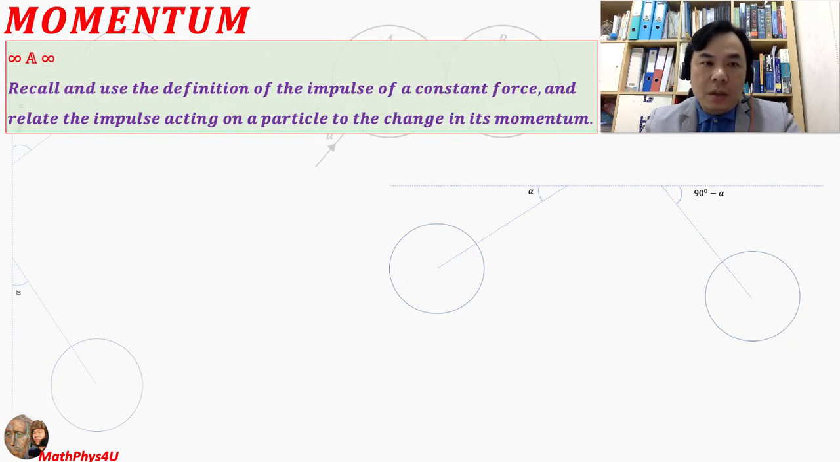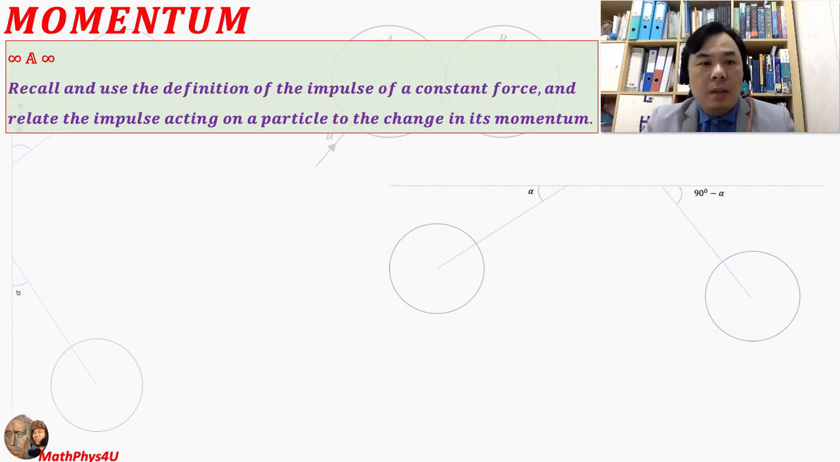Now, the first part of the objective is we are going to revisit or recall and use the definitions of impulse of a constant force and relate the impulse acting on a particle to the change of its momentum here. So it's kind of a revisit from what you have studied from your AS.